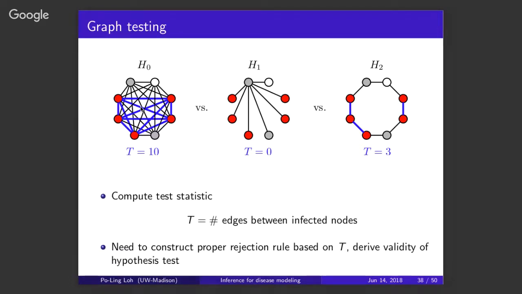The challenge in this work was to show when this permutation test is actually valid in settings that go beyond the case when you have a completely empty or a completely full graph.